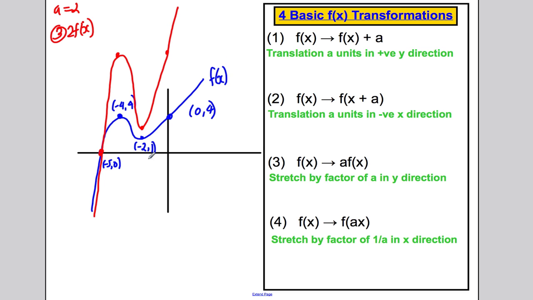Okay? A stretch by scale factor 2 in the y direction. All the y values, for a particular x, are doubled. Obviously, where y is 0, it stays where it is. So that's what that would look like. So we've done the third one. Now let's do the fourth one.